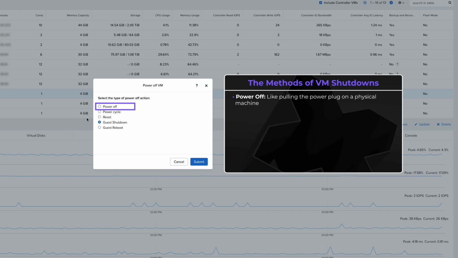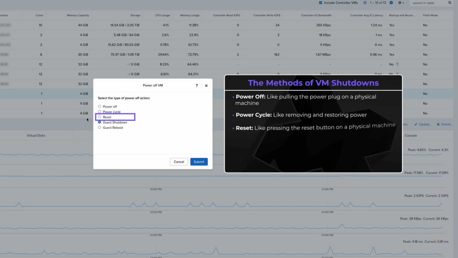Power off is the equivalent to pulling the power plug on a physical machine. Power cycle is the equivalent to removing and restoring power. Reset is the equivalent to pressing the reset button on a physical machine.